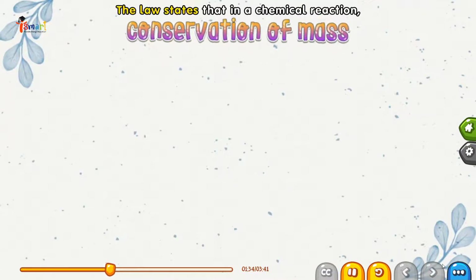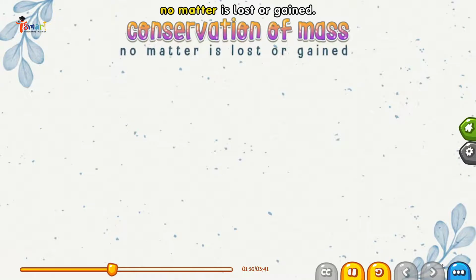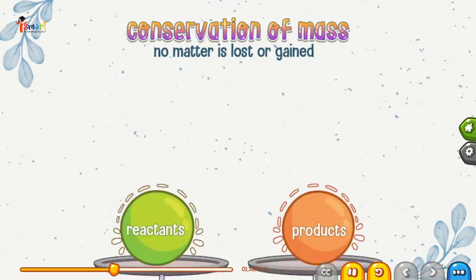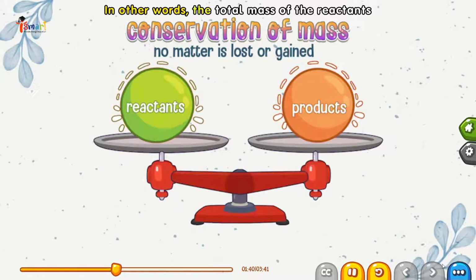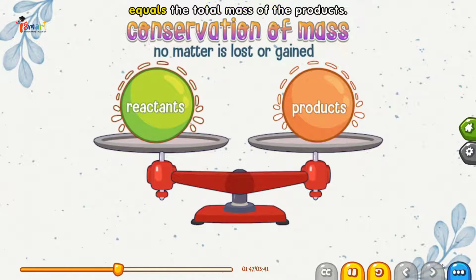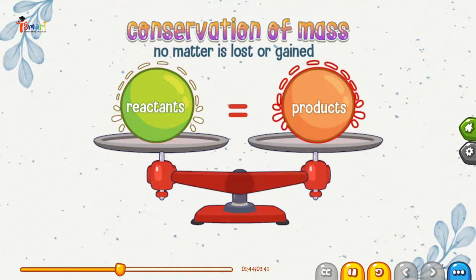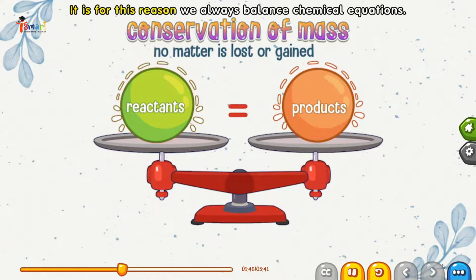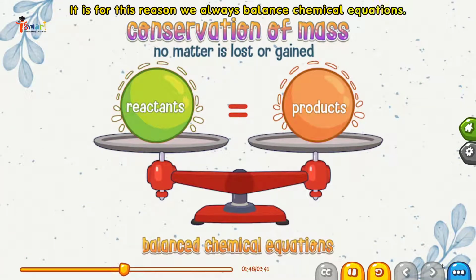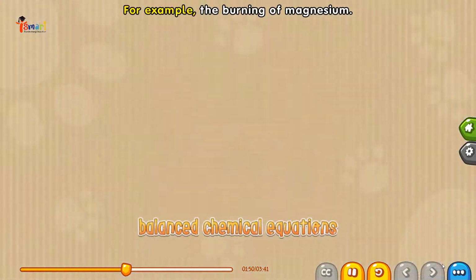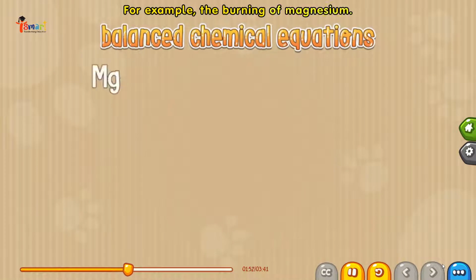The law states that in a chemical reaction, no matter is lost or gained. In other words, the total mass of the reactants equals the total mass of the products. It is for this reason we always balance chemical equations. For example, the burning of magnesium.